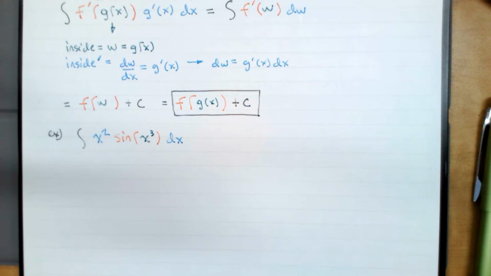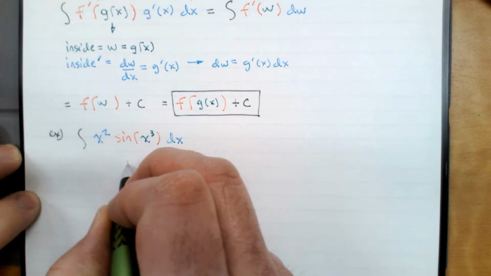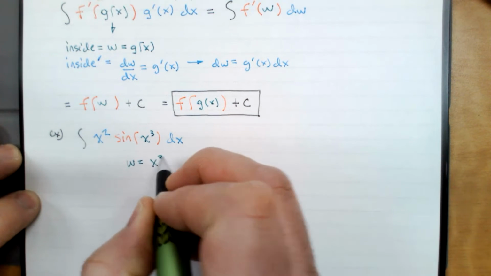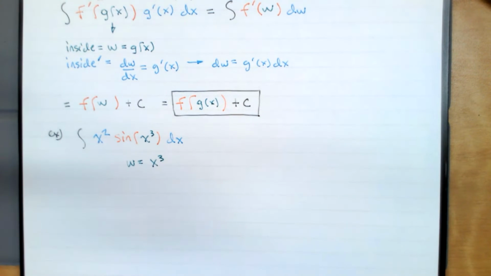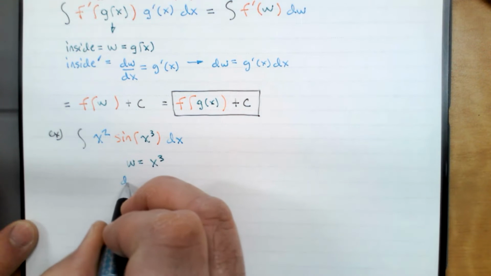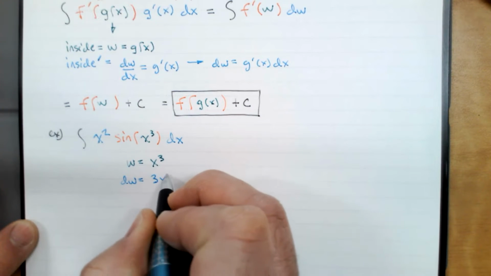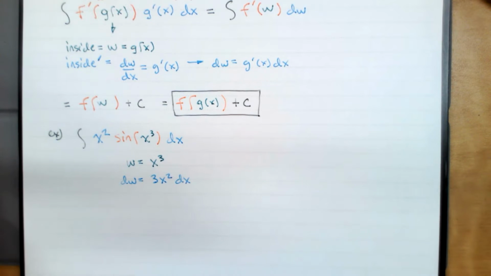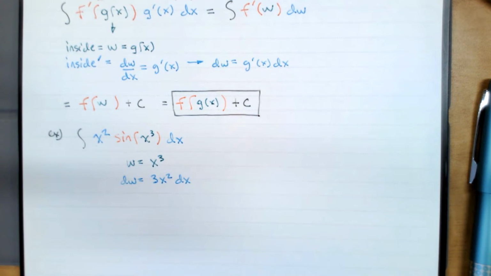So our only option for an inside function is x cubed. So that's what we're going to say is w. We're going to start with w is x cubed. We have made our choice. Now we need to see if it's going to work. W is x cubed. That means the derivative of w, dw, is 3x squared dx. That means I need some constant multiple of 3x squared dx as a factor in my original integral to make this substitution work.